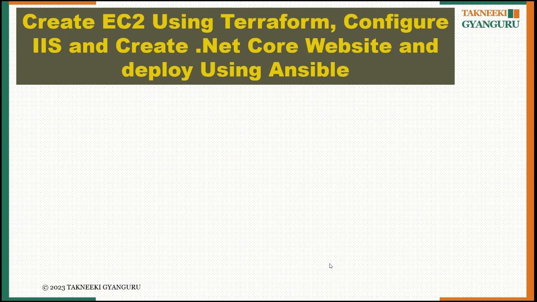In today's video, we will create an EC2 Windows machine in AWS using Terraform, and then we will install or enable the IIS server, and then we will create an application pool and a .NET Core website in IIS, and then we will deploy the .NET Core application to the IIS only using Ansible. So let's understand how we can achieve this.